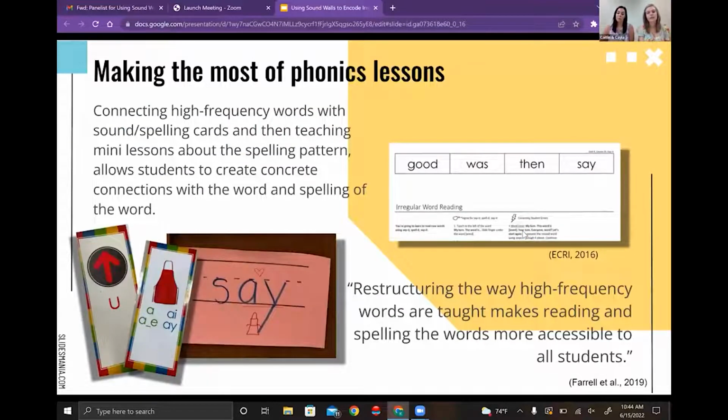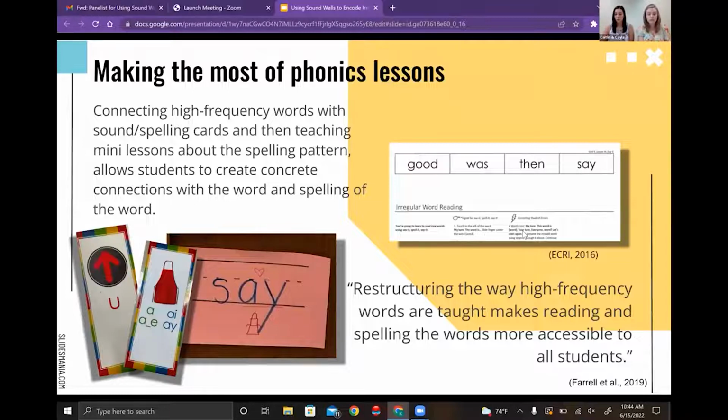So next is making the most of our phonics lessons. What we want to do is connect high frequency words with our sound spelling cards and then teach mini lessons about those spelling patterns. And this is going to have students create those concrete connections with the word and the spelling of the word. Here you're going to see a picture of one of our ECRI routines that we do, as well as our sound spelling cards, and then some of the materials that we use and post in our rooms to help build those connections for students.